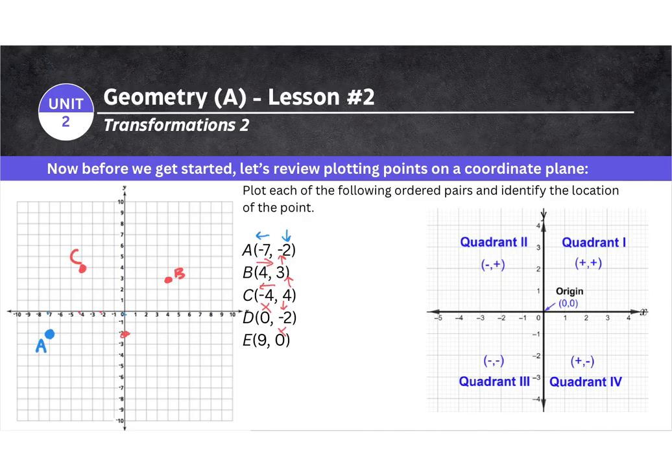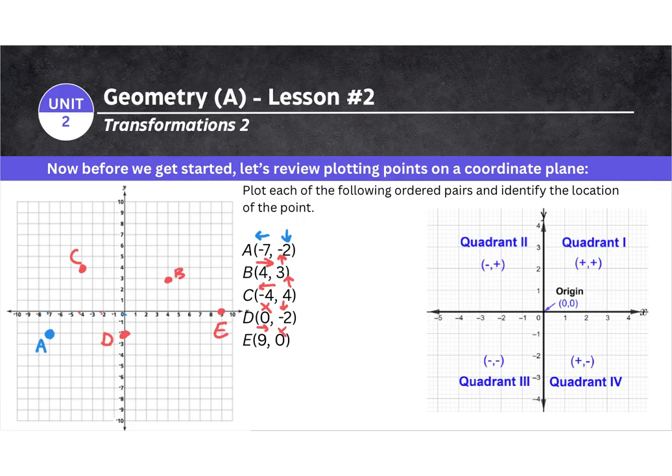E, we do move to the right 9, but then from there we don't move up or down. So that point is on your x-axis. So D is on your y-axis, E is on your x-axis.